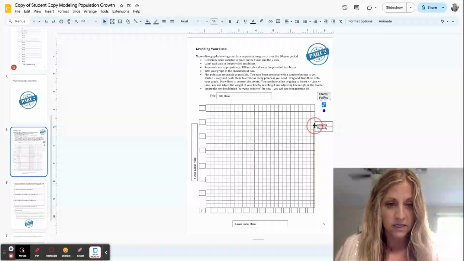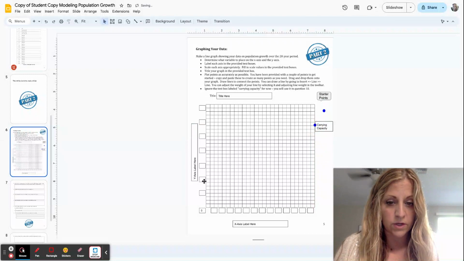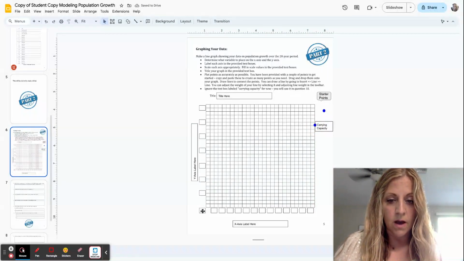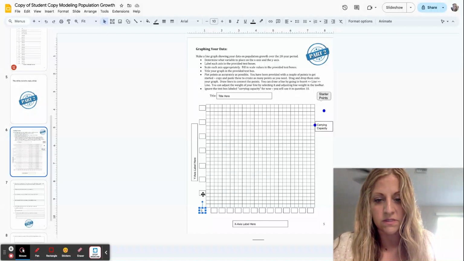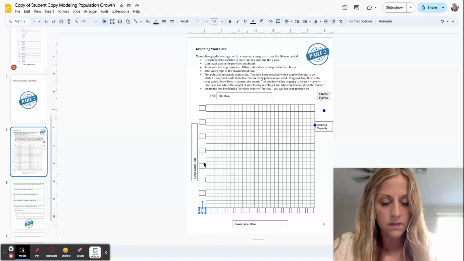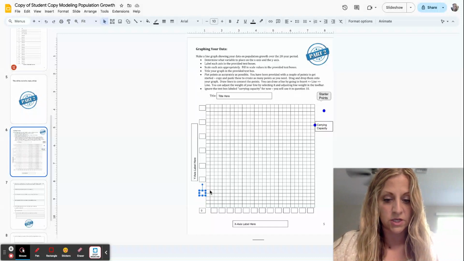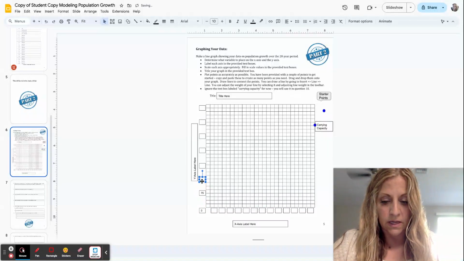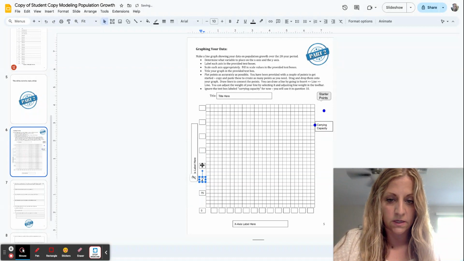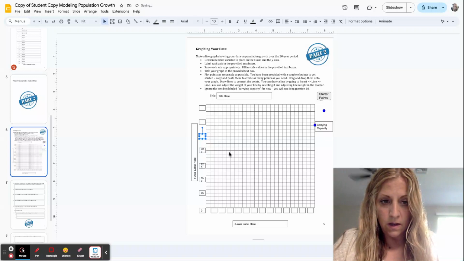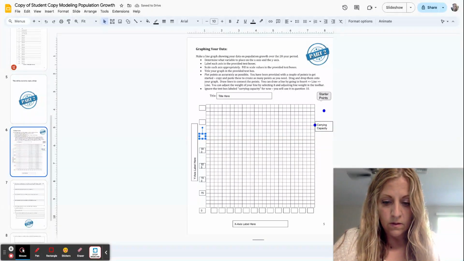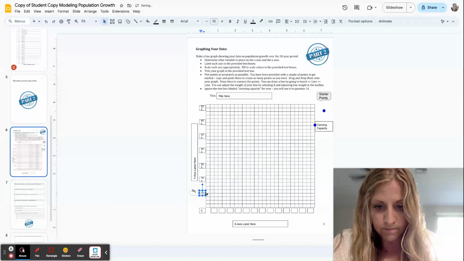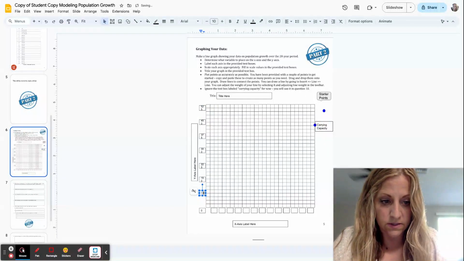So your carrying capacity, I'm not sure what your labels are going to be here. Obviously, you start out with 75 rabbits. So you're going to move in increments that's going to be adjustable to your data. For me, I would put like 75, 150, 225, 300, 375, 450, 525. But that's not going to work because I have to get up to 600 here because that's my carrying capacity.